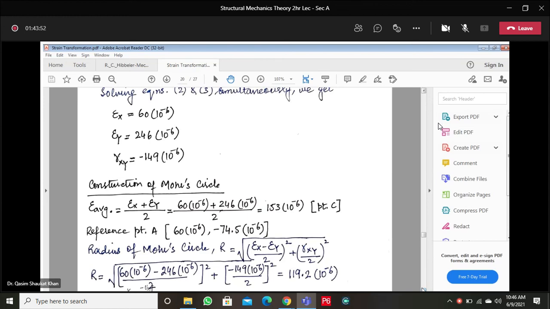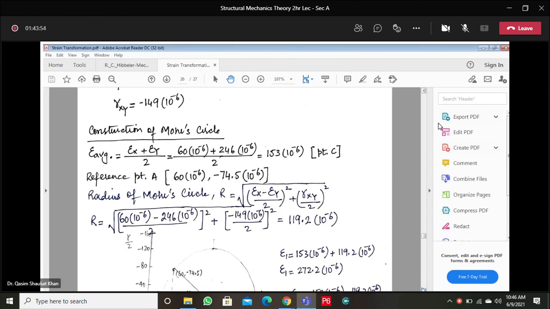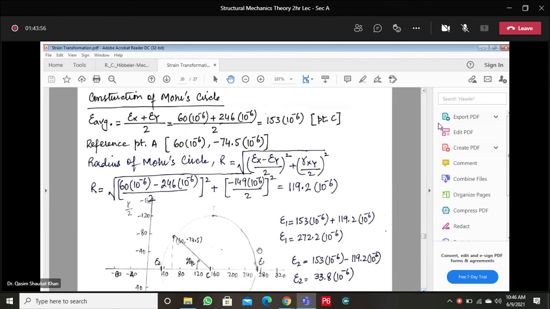So you can first select the scales. You can see the radius is 119.2, and the average point is 153. So 153 plus 120, let's say, is roughly 273. And on the other side, you will have 153 minus 119, so around 30 something. And over the top, you have minus 120, 120.